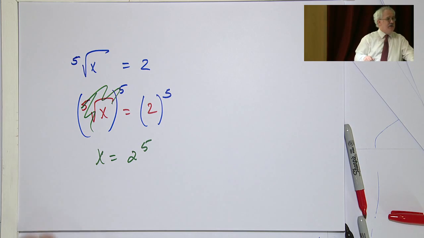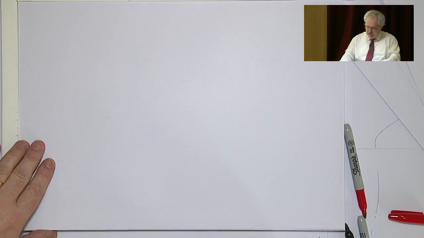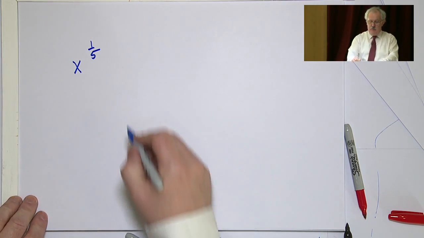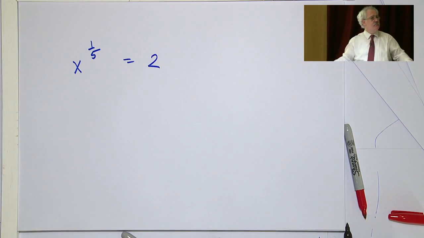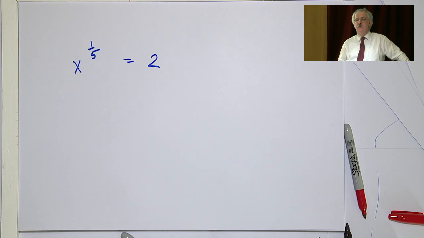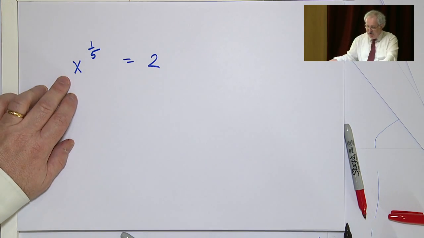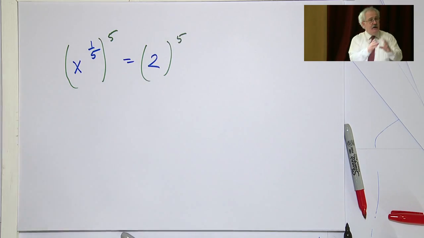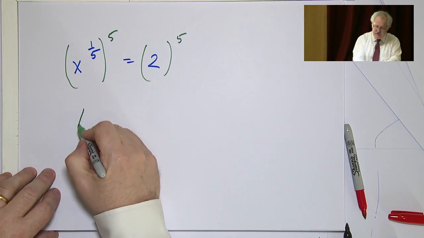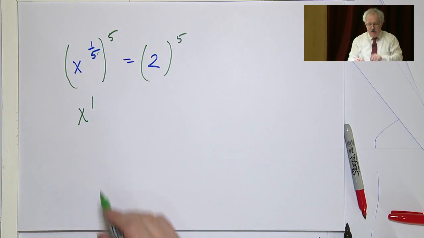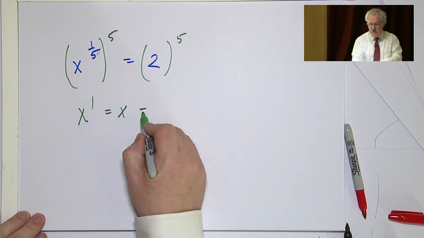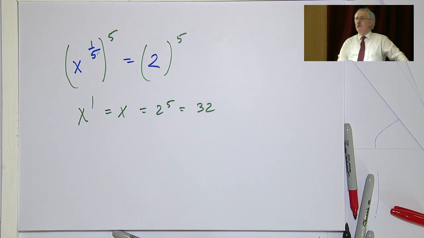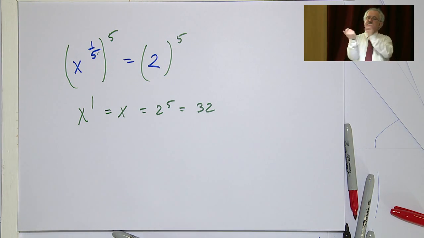And it mightn't have been written like that. It could have been written like this. Instead of the 5th root, it could have said x to the power of 1 over 5 equals 2. What's x? And you'd say, well, I know that if I do this 5 times, x to the 1 over 5, x to the 1 over 5, x to the 1 over 5 will give me x to the power of 1 because you add those. And what's x to the 1? x. 2 to the 5 is 32 or whatever it is. Is that okay?